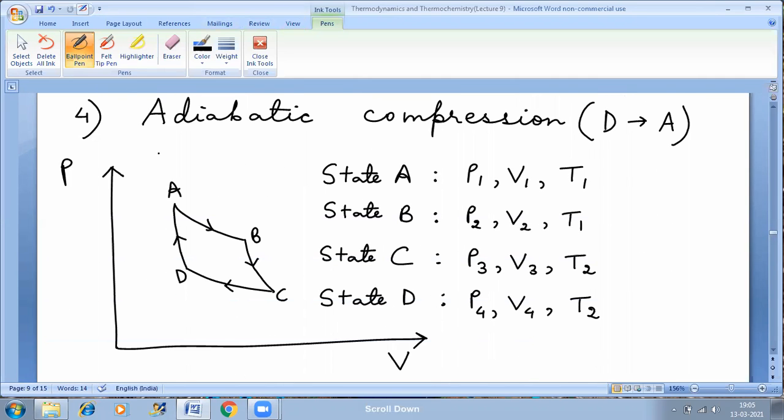This is the graph, the pressure versus volume graph. So A to B, B to C, C to D, and then D to A. That is why this is called a cycle. If you start from A, you come back to A.